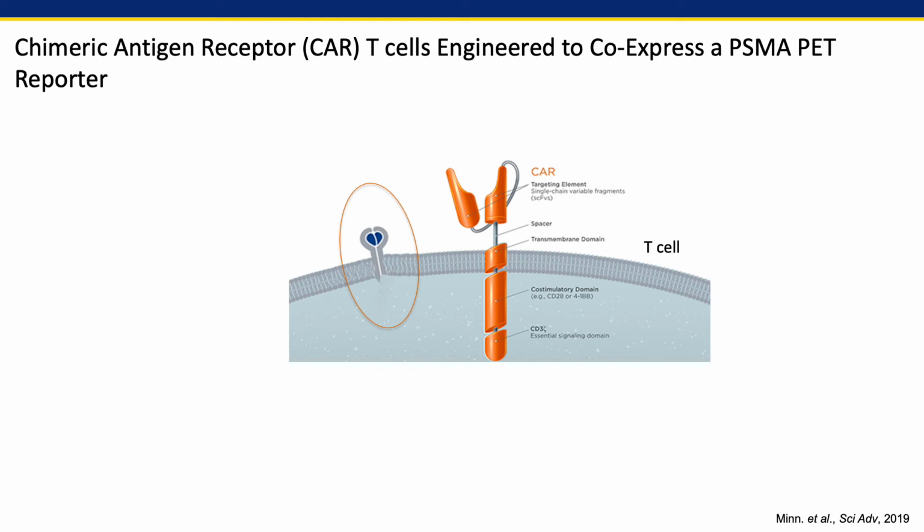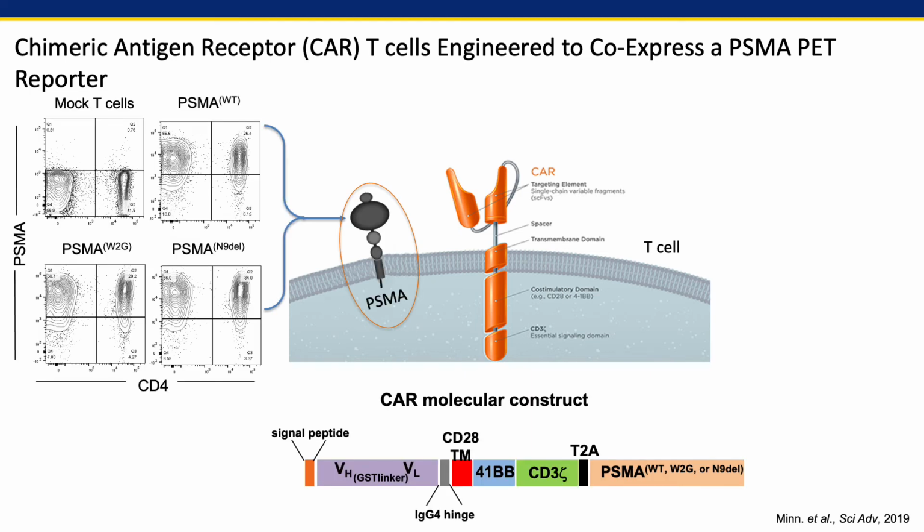So we created a CAR T cell that targets CD19-expressing blood tumor, by introducing this construct, which expresses a CAR construct and the PSMA. We made 3 different constructs for wild type, 1 point mutation, and 9 amino acid deleted version. We confirmed that these T cells express high levels of PSMA on the surface by using FACS analysis.